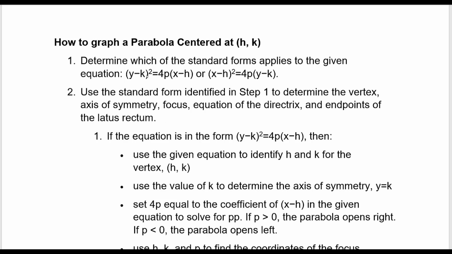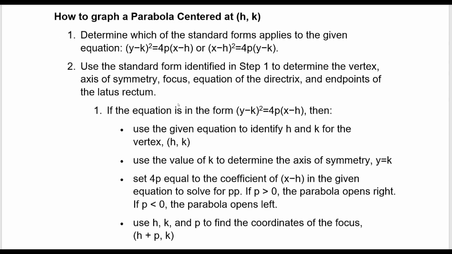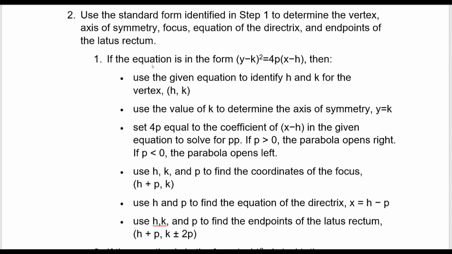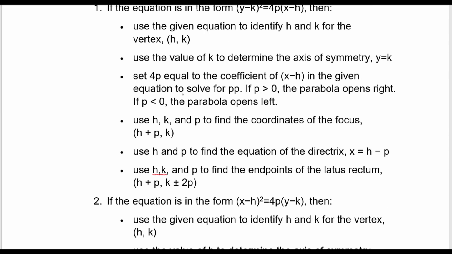So, how to graph it. Determine which of the standard forms applies to the given situation. Is it the y squared or the x squared part? Use the standard form identified in step 1 to determine the vertex, axis of symmetry, focus, equation of the directrix, and endpoints of the latus rectum. If the equation is in the form y minus k squared equals 4p times x minus h, then use the given equation to identify h and k for the vertex (h, k). Use the value of k to determine the axis of symmetry, y equals k. Set 4p equal to the coefficient of x minus h in the given equation to solve for p.